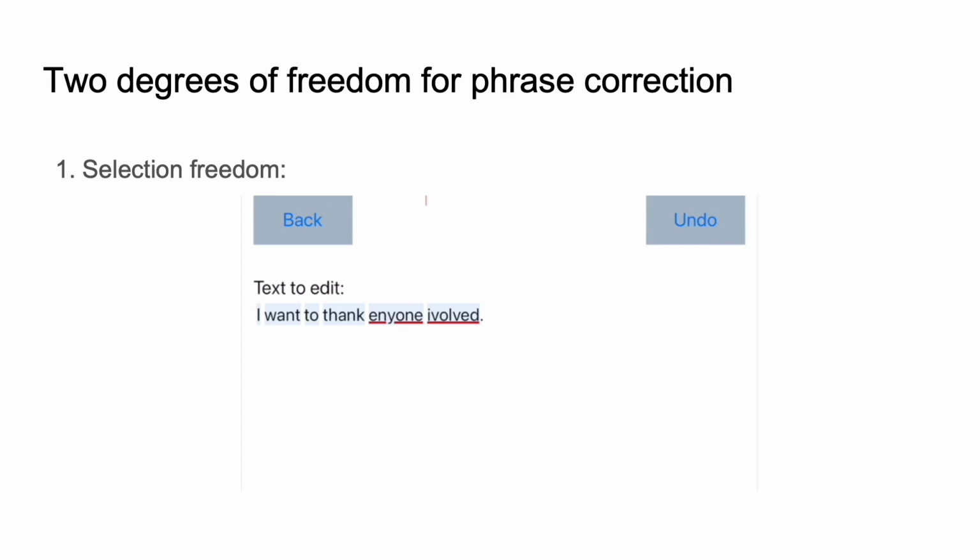EyeSayCorrect can accommodate ambiguity and uncertainty in text correction. The gaze position does not have to be exactly on the incorrect words, and the user does not need to speak the exact content. Users can select any word inside the phrase.